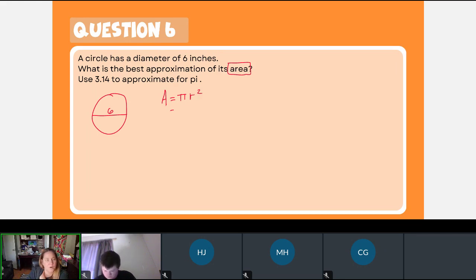Use 3.14 to approximate pi. So for number 6, you're using the area formula. So write A, which is area, equals pi r squared. And if our diameter is 6, what does that make our radius? Remember, the radius is half of the diameter. Yep. Good, Serenity. That makes our radius 3.